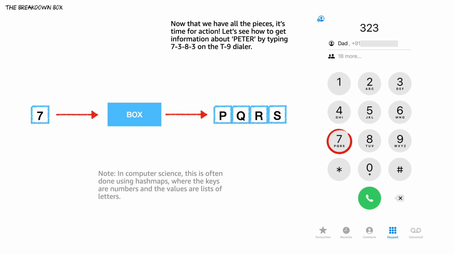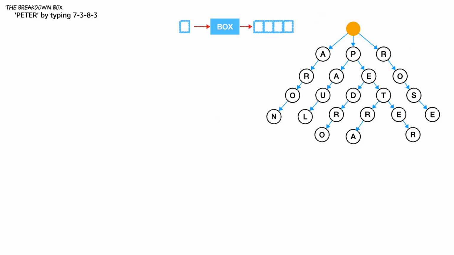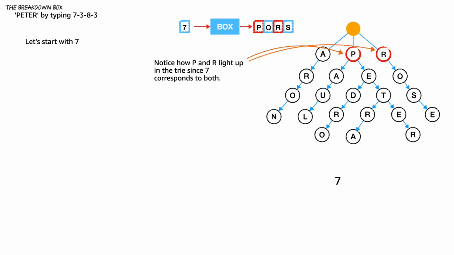Let's see how to get information about Peter by typing 7383 on the dialer. On top, we have our input sequence, 7383. Let's start with 7. 7 goes into the box and gives P, Q, R and S. Notice how P and R light up in the trie since 7 corresponds to both. Also, A doesn't light up because it falls under the number 2.